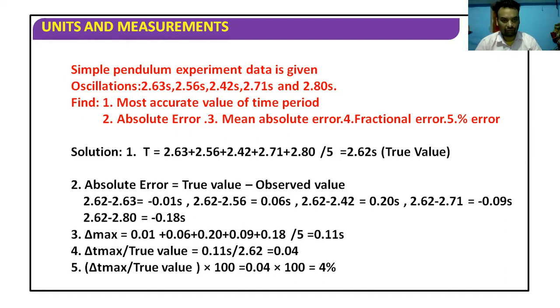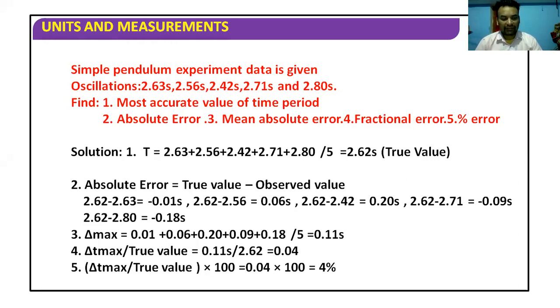Error due to observation may be there. Similarly, any observation in any value, there may be some error. So how to get the true value? What is the true time period of oscillation? How to find that out? First is the most accurate value of time period, means our job is to find out the true value.